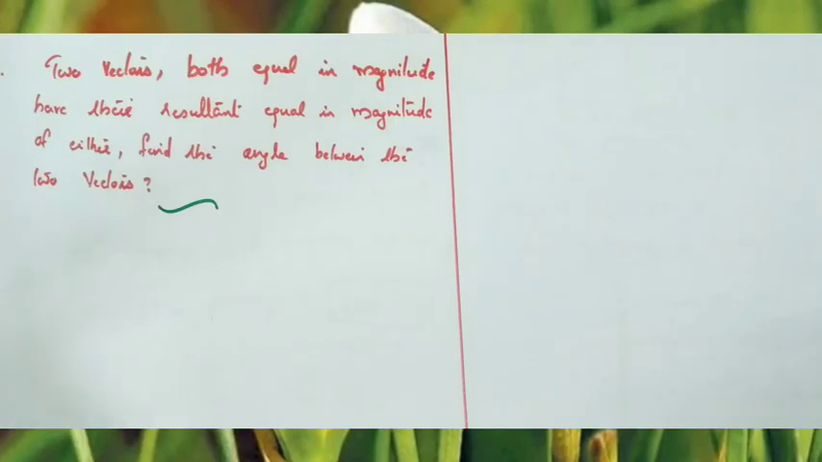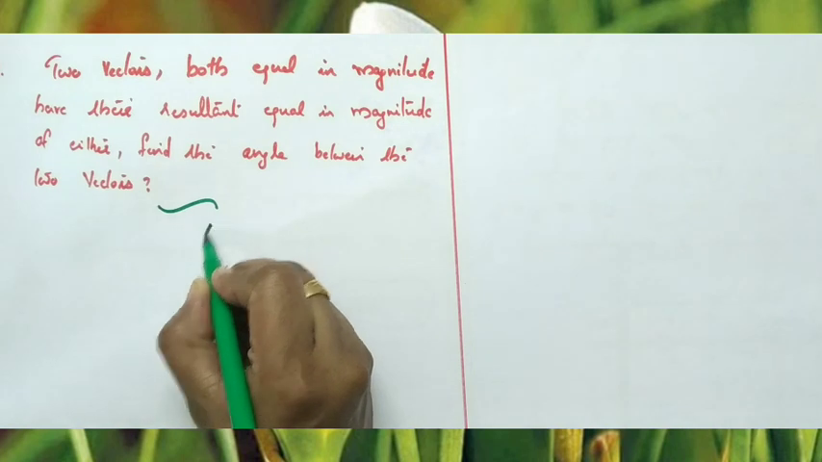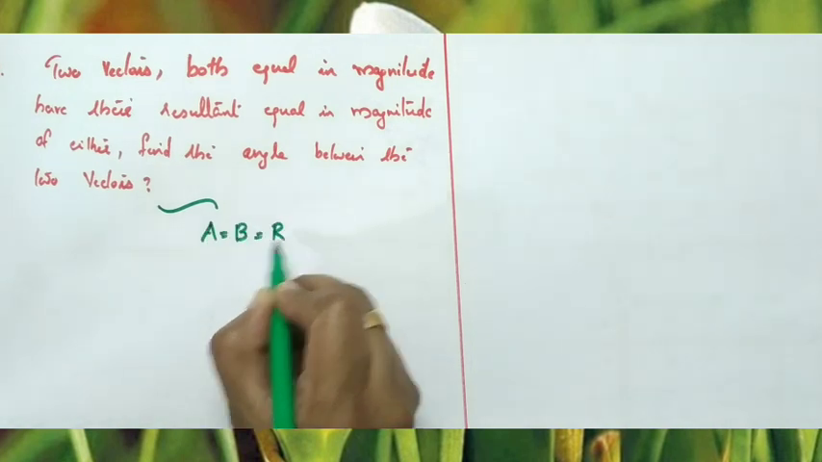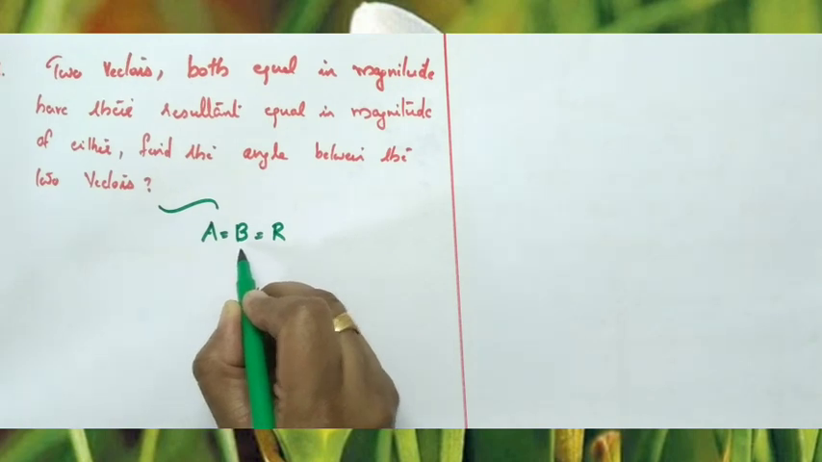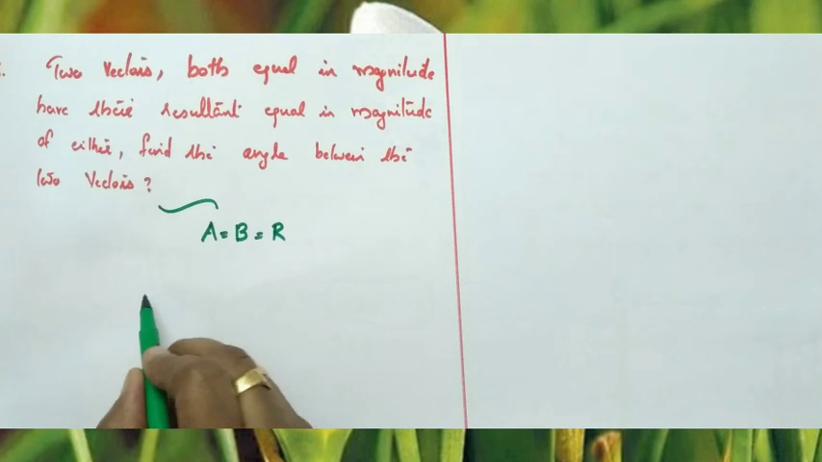Two vectors both equal in magnitude have their resultant equal in magnitude to either. Find the angle between the two vectors. So, we have two vectors and their magnitudes are equal to the magnitude of the resultant. For example, if A and B are the two vectors, its magnitude is equal to which one? The resultant R. So, the magnitude of A, the magnitude of B and the resultant are equal. Find the angle between the two vectors.